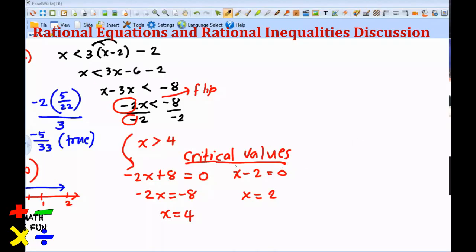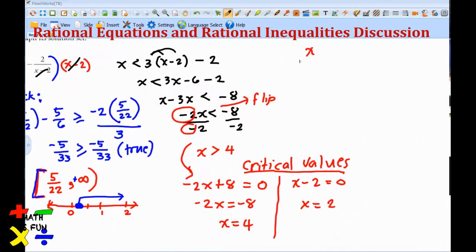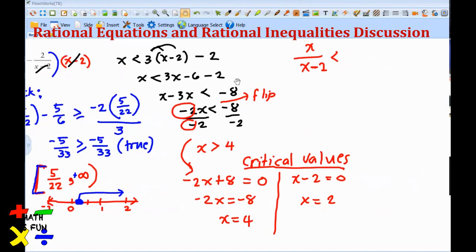So the critical values will give you that the graph or the equation will not give you a value. If it's 4, let us try that the value is 4. Okay, let us see. x over x minus 2 is less than 3 minus 2 over x minus 2. Let us try to substitute the value that we got, 4, right? If we will try 4 over 4 minus 2 is less than 3 minus 2 over 4 minus 2.